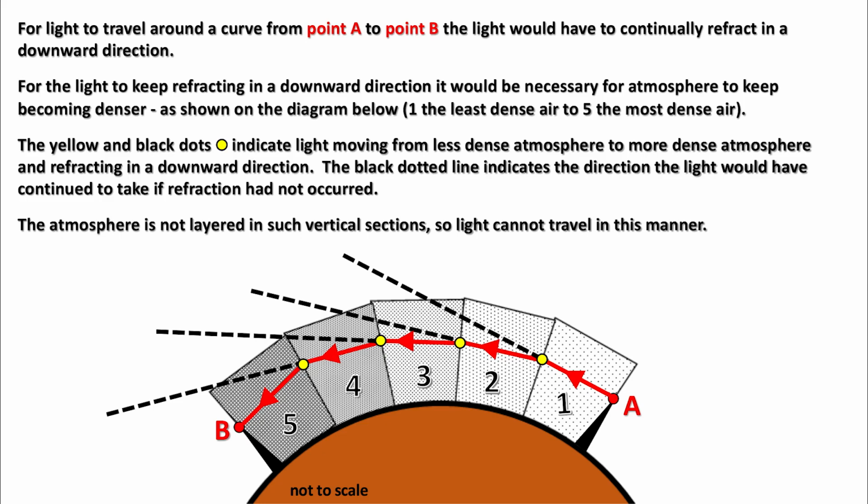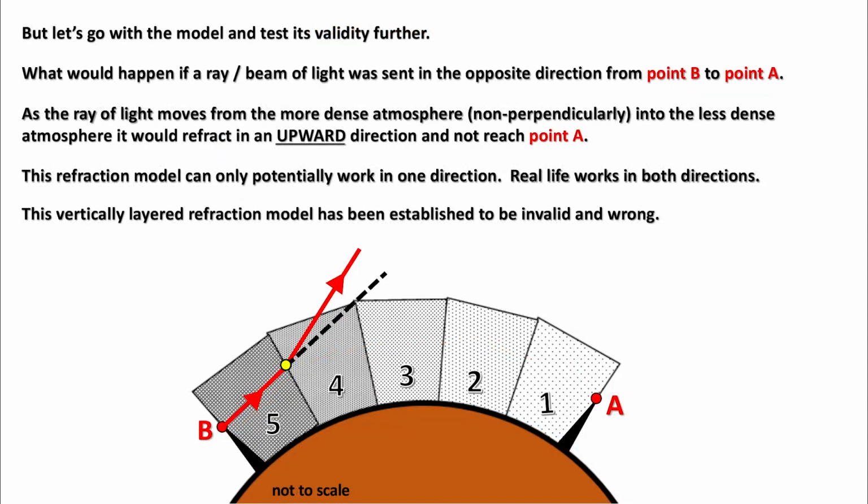The yellow and black dots indicate light moving from less dense atmosphere to the more dense atmosphere and refracting in a downward direction. The black dotted line indicates the direction the light would have continued to take if refraction had not occurred. The atmosphere is not layered in such vertical sections, so light cannot travel in this manner. But let's go with the model and test its validity further.